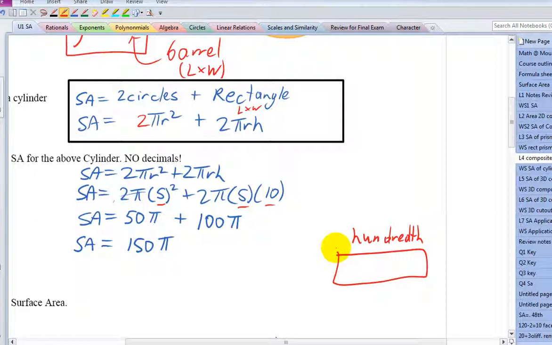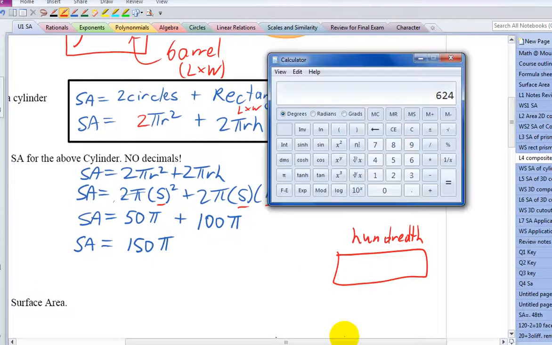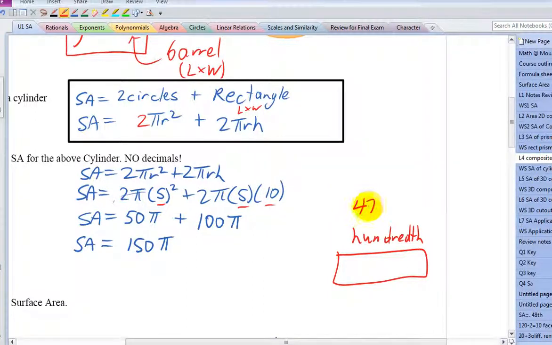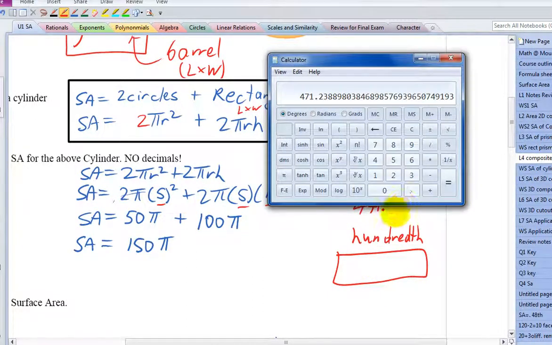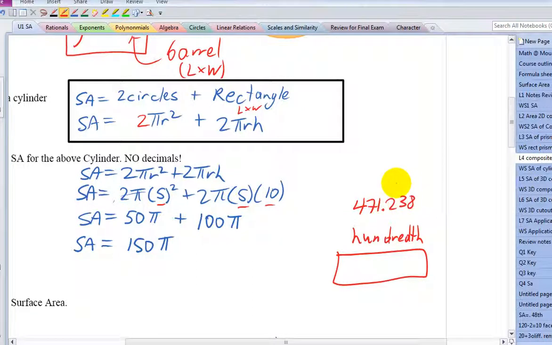So, okay, straight up, use your pi button, not 3.14. 150 times pi. Answer. Good. Now round properly. So what's the nearest hundredth? What number are we looking at to see if we round up or down? With 3. So that's the hundredth. Look to the right. Is it higher than 5? Yeah. Good. So the answer is 471.24.